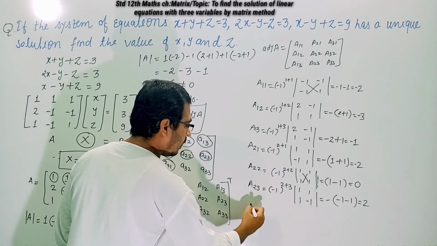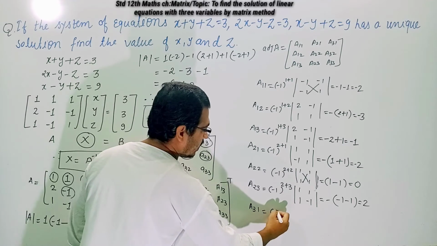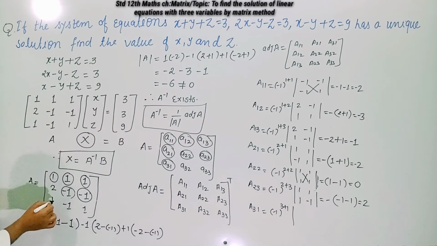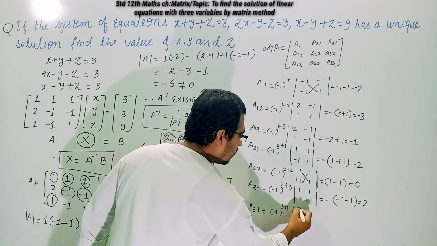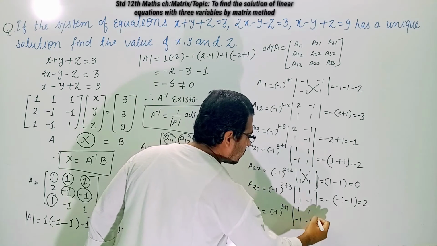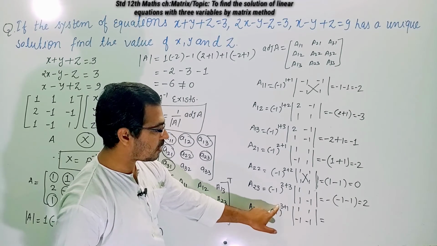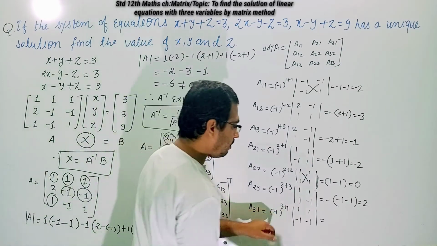A31. So minus 1 to the power 3 plus 1. You want to find out the cofactor of this element. So excepting this row and this column, we will write 1 minus 1, 1 minus 1. Here we are having minus 1 to the power 3 plus 1, means minus 1 to the power 4. It will be ultimately plus.